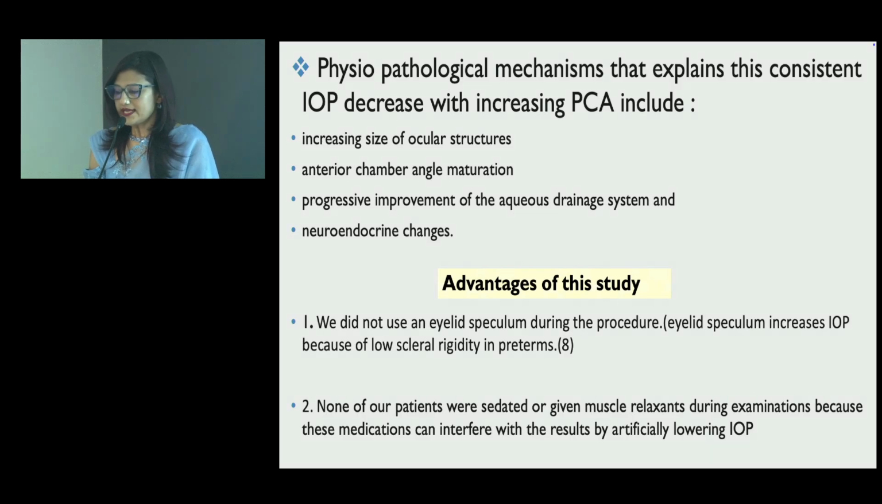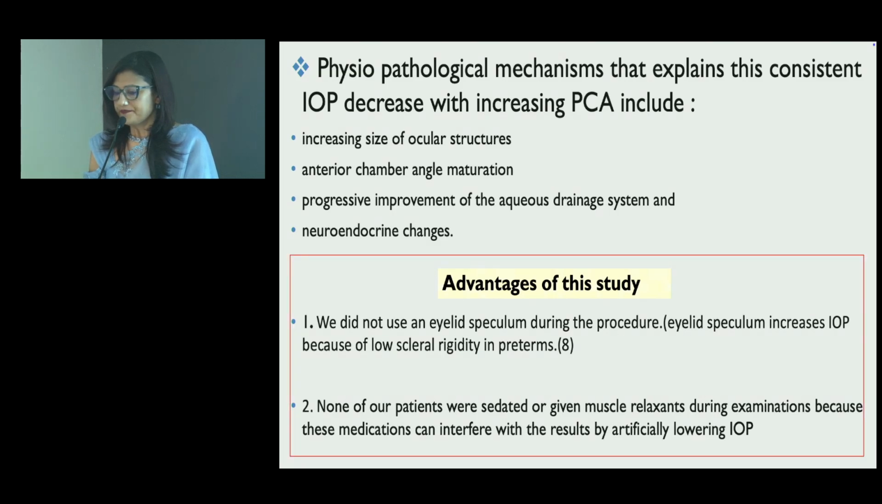The physiopathological mechanisms that explain this consistent IOP decrease are the increasing size of the ocular structures, anterior chamber angle maturation, progressive improvement of the aqueous drainage system, and neuroendocrine changes. Some advantages of our study are that we have not used an eyelid speculum, and none of them were sedated or given muscle relaxants during the examination that may interfere with the result of the IOP measurement.